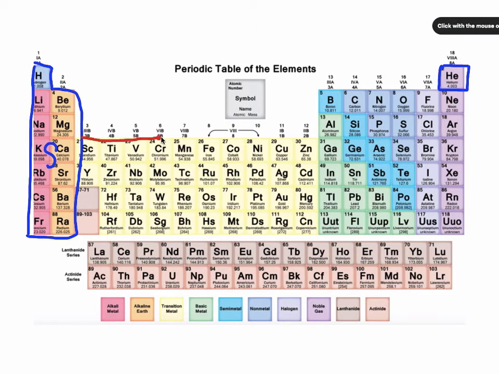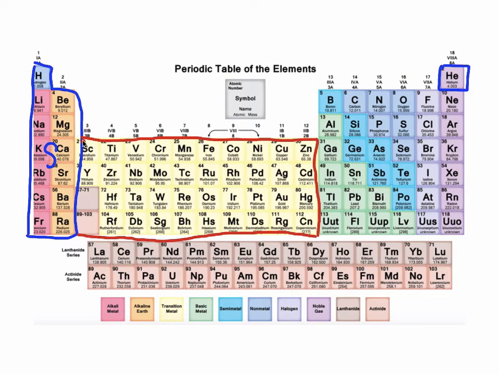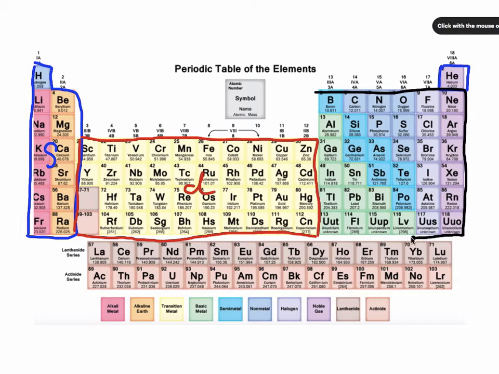The transition metals are the d block. That means the last electrons in all of these elements live in d orbitals. And for these non-transition metals, semi-metals, and non-metals, the last electrons live in p orbitals. So the block refers to the orbital that the last electrons are in.